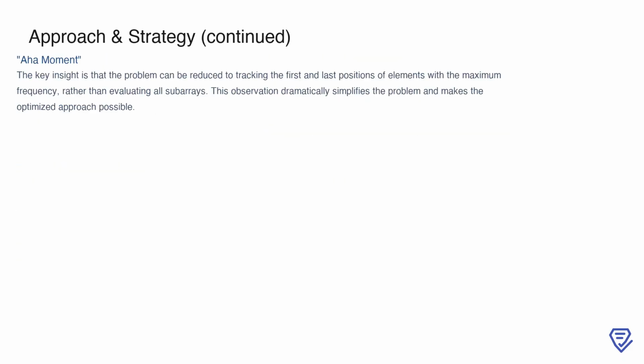The key insight, or the aha moment, is realizing that the problem can be simplified significantly by focusing only on the elements with the maximum frequency. Instead of checking every possible subarray, we reduce the scope to tracking the first and last positions of these elements. This observation allows us to avoid unnecessary computations and enables the optimized approach with hash maps. By reframing the problem in this way, we can solve it efficiently, both in terms of time and space, making this strategy not only elegant but also highly effective for the given constraints.